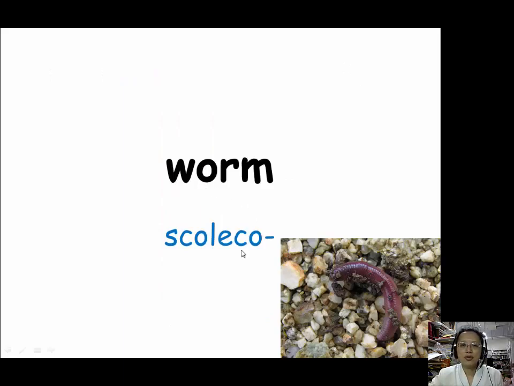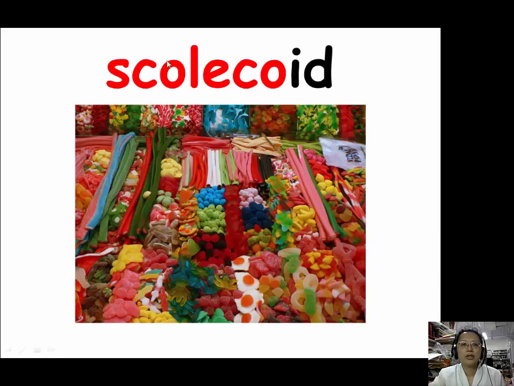For worm, we could use this prefix scoleco. Our example is scolecoid. Scolecoid, remember the suffix oid meaning similar, like. So actually scolecoid meaning resembling a worm.